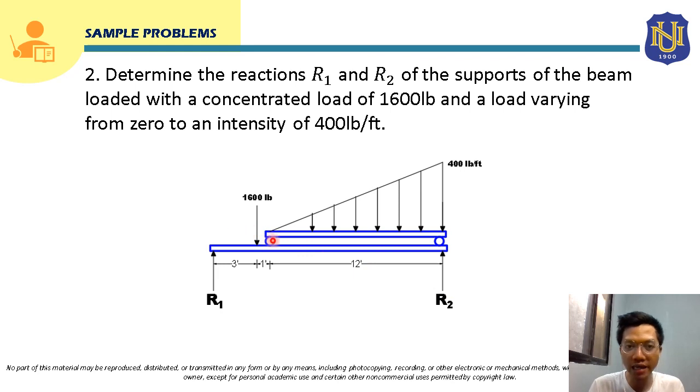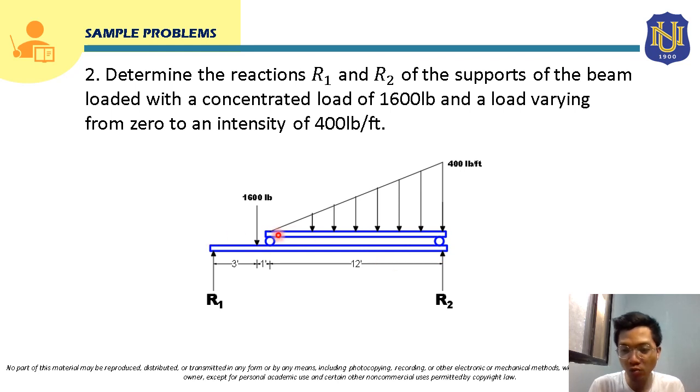So this beam carries a 1,600 concentrated load and a load varying from an intensity of 0 to 400 pounds per feet. We can solve this by using two solutions. The first approach is that, as we can see here, this beam carries another beam. This other beam carries this varying load. So for the first solution, we're going to construct the free body diagram of this upper beam that is supported by this lower beam.